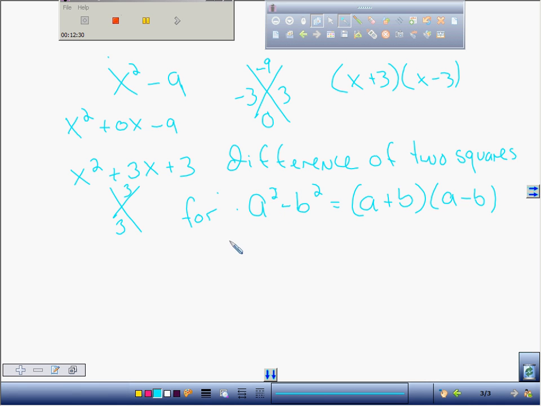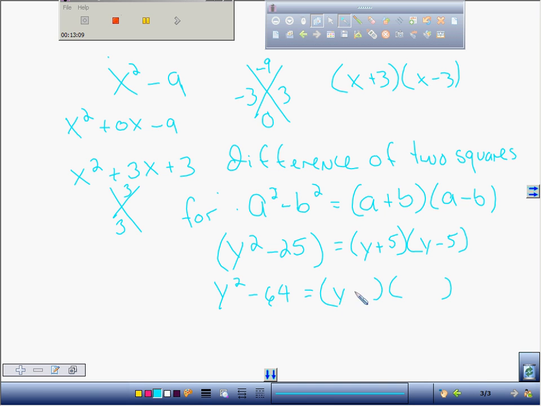So if I have something like y squared minus 25, what does this factor to? Not 25. It's the square root of 25. 5. Y plus 5, y minus 5. Okay? What if I had y squared minus 64? What goes here and here? 8. Y plus 8, y minus 8.